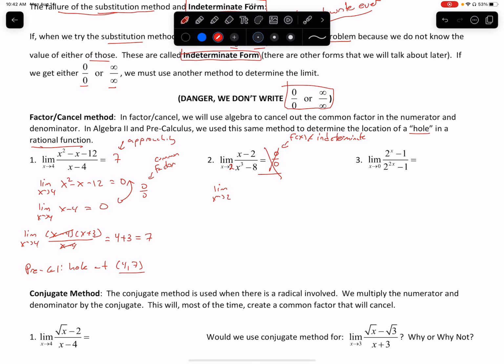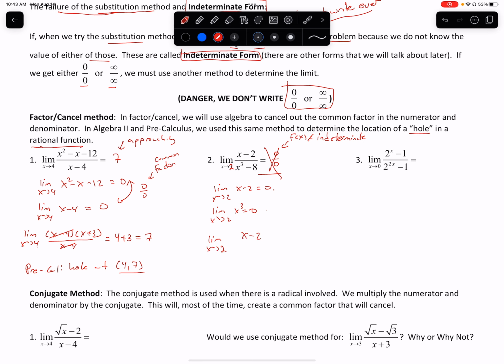So if we look at the top, we're going to get 0. Looking at the bottom, we also get 0. So again, this is our 0 over 0. We're not going to write it. We're not even going to show it on the paper. We're not going to write 0 over 0 anywhere because they're going to mark it out, take a point off. That's how they roll. But now what I can do is factor.